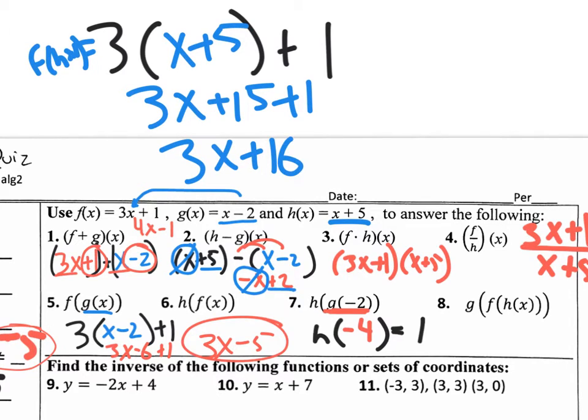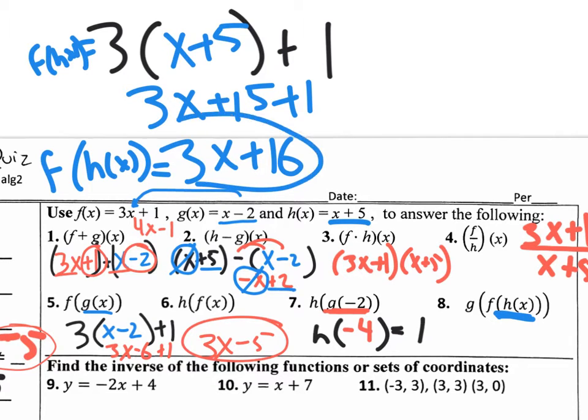Now that's my f of h of x. So what am I trying to say here? Here's f of h of x. So I got the answer 3x plus 16. So what I need to do now is plug that 3x plus 16 into my g function. In other words, instead of g of f of h of x, I have g of 3x plus 16.